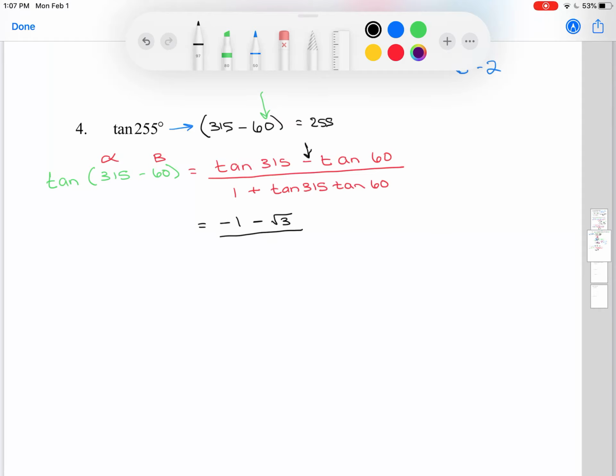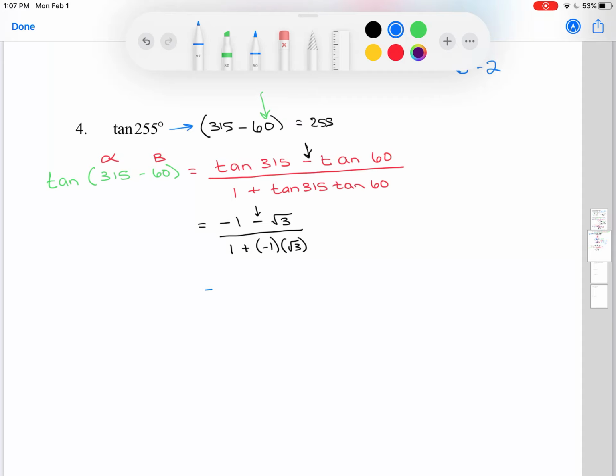Tangent at 60, just like last time, is going to be the square root of 3. The negative that I had in my formula is the same negative I brought down there. Okay, so tangent at 60 is still a positive root 3, but because there's a negative in front, that's where the negative came from in the formula.